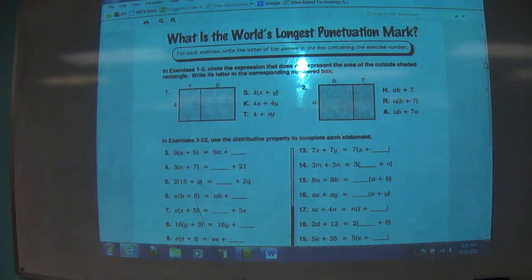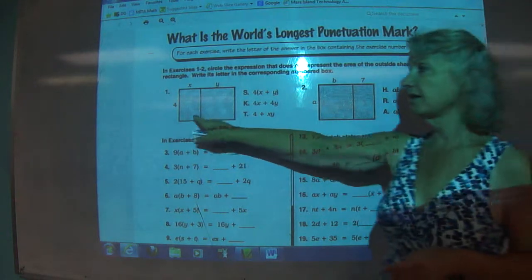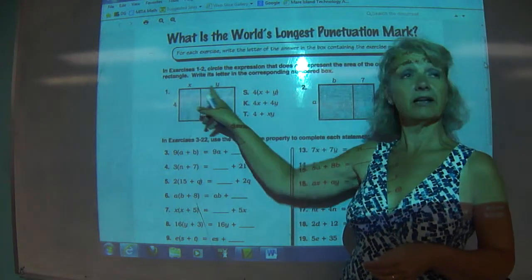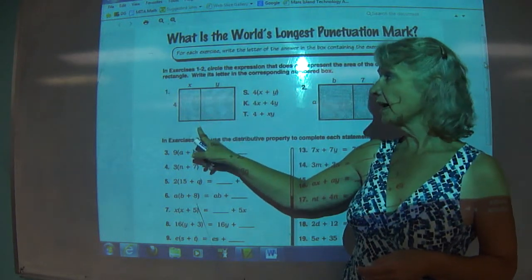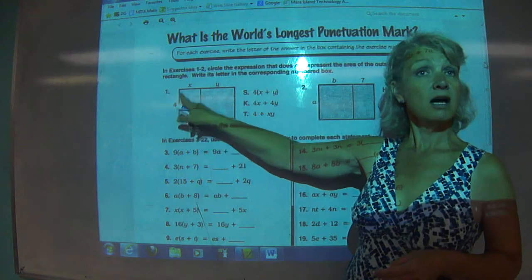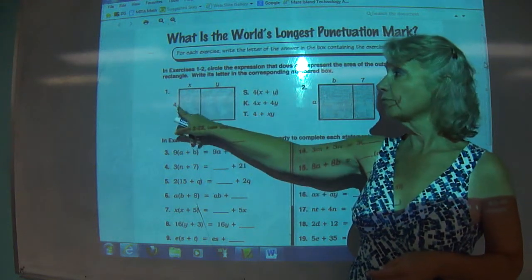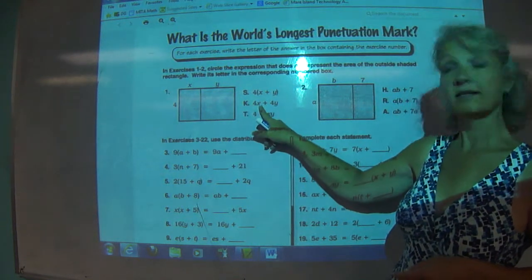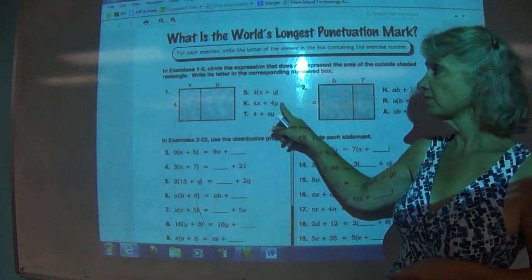We're talking about the distributive property. And if you look at this, doesn't this look like the generic rectangles we did, except it's got letters up here? So when we talk about it, we're talking about 4 times x plus 4 times y.